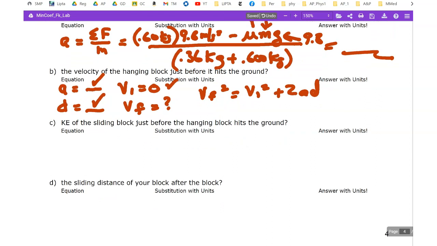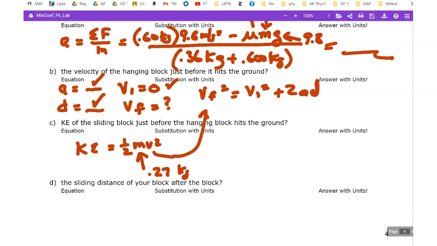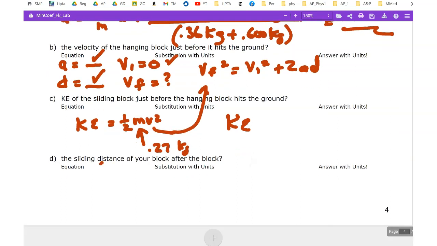What's the kinetic energy of the block just before it hits the ground? Well, this is the equation for the kinetic energy, 1/2 mv squared. And so you've got to look up the block's mass on the sliding table. I think it's 0.27. Maybe I'm wrong. The velocity you just found up here, and so that's the kinetic energy. Easy enough.